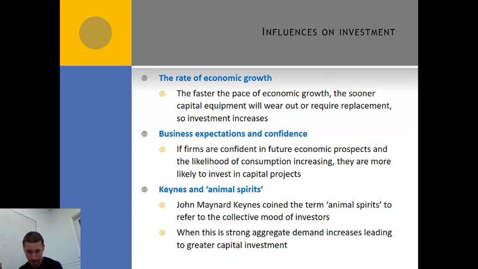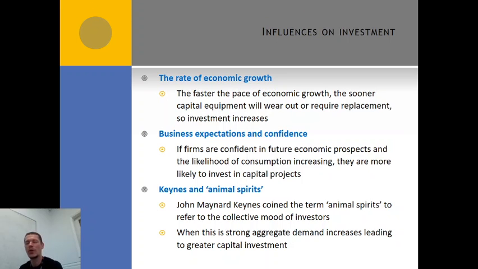Okay. The next one, Keynes and animal spirits. This comes from an economist called John Maynard Keynes. We'll be looking at him quite a bit in the upcoming year and next year as well. And he coins the term animal spirits. And this is about the collective mood of investors. When this is strong, AD is going to increase, leading to greater investment. But what does he mean by animal spirits?